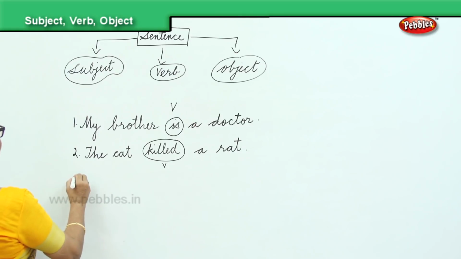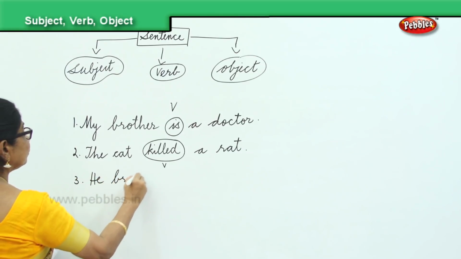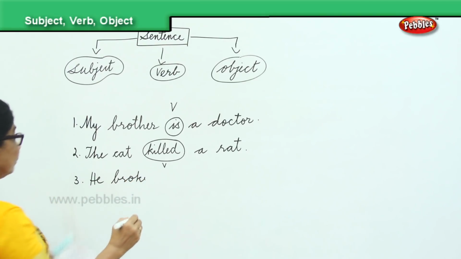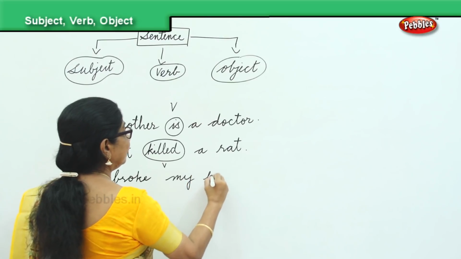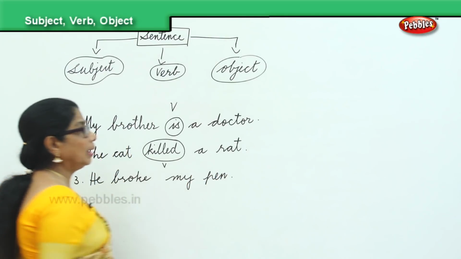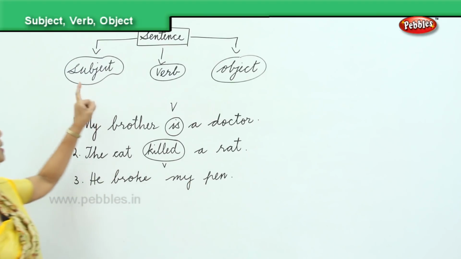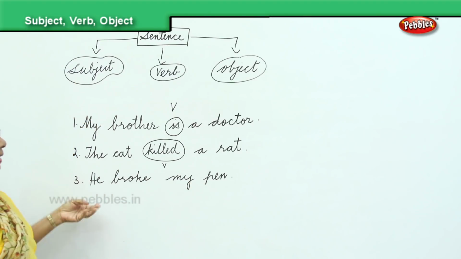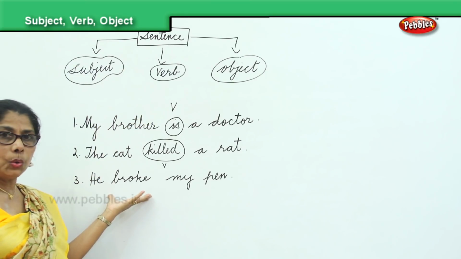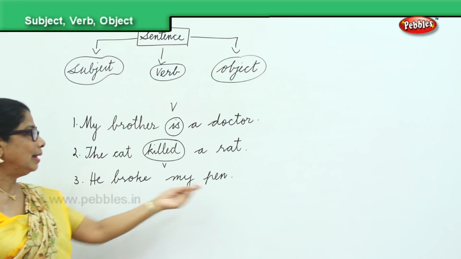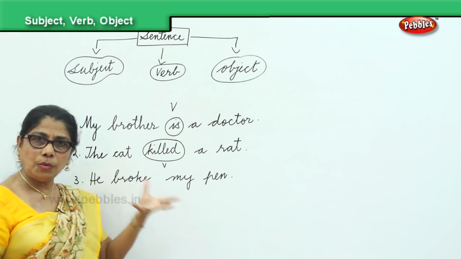He broke my pen. Now, it begins with the capital letter, ends with the full stop. What is the subject here? The subject is he. Where is the verb? Broke. What did he break? He broke my pen, the object. So you know how to pick out.